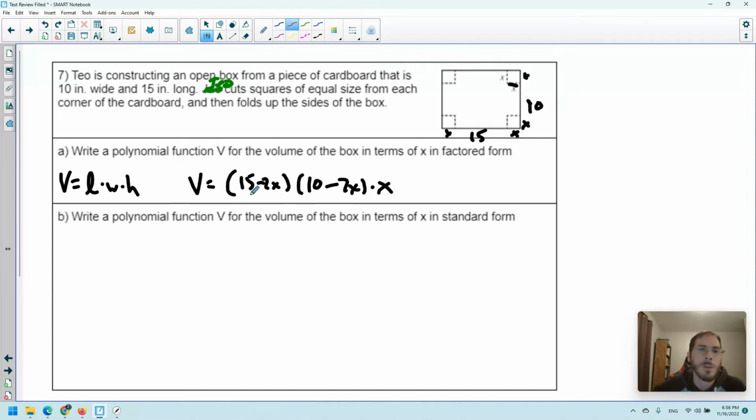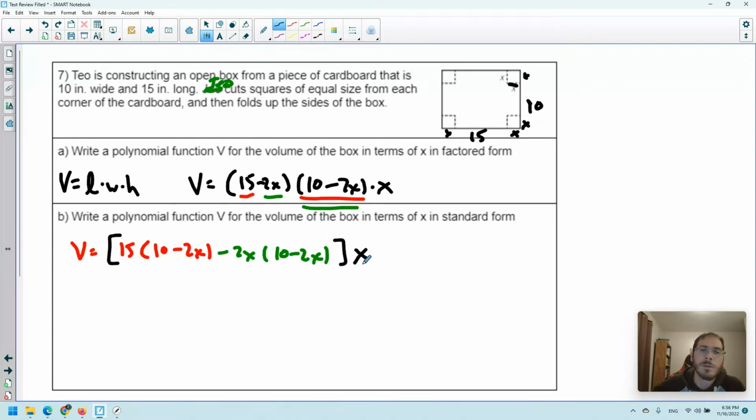Part B says we have to do it now in standard form. Not too bad. We're going to just double distribute from what we've got. I'm going to save the x for the end. So v equals 15 minus 2x times 10 minus 2x. And again, this is all just times x. So that x just hangs out. We're not going to deal with that yet because we can only do two things at a time. So 15 times 10, 15 times negative 2, 150 minus 30x.